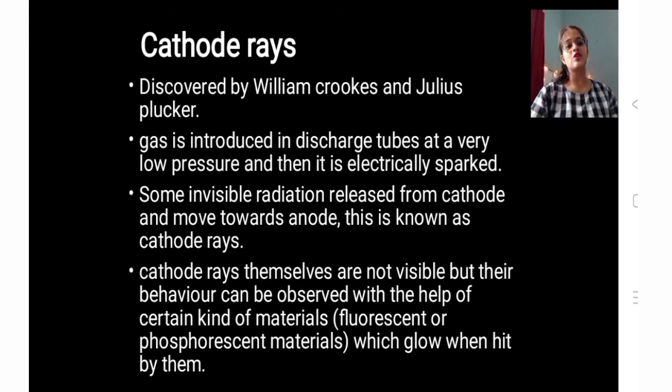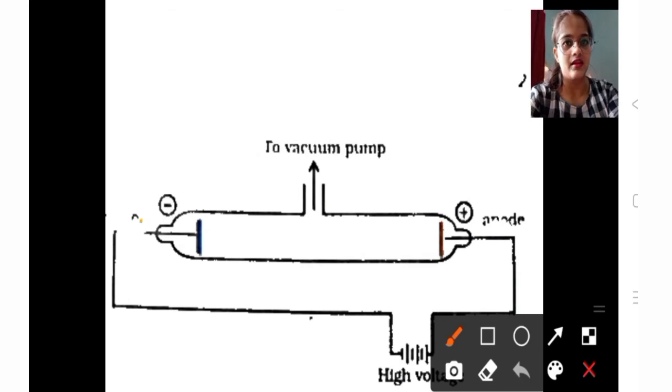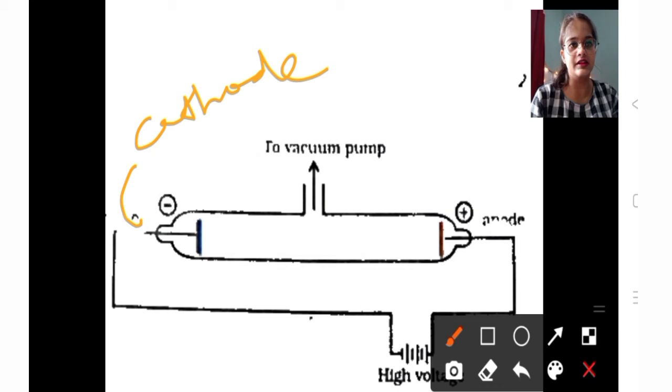First, let's talk about the discharge tube. I think you might not know this. Let me show you the diagram first. Here there is a cathode. This side is the cathode, this side is the anode. This is the positive and here is the negative one. There is a vacuum pump here, and here is a high voltage. And the pressure is very low in this case. If the pressure is not low, then this experiment will not work. This is known as the discharge tube.